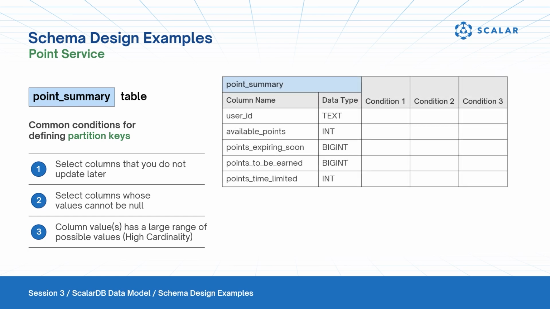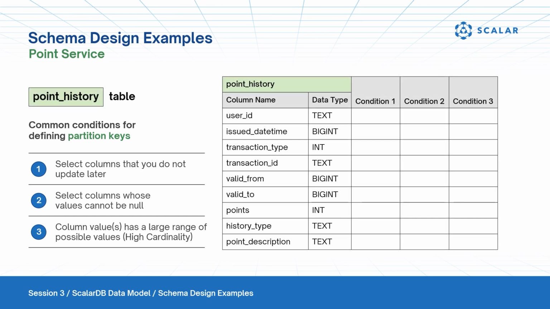First, let us consider the point summary table. As mentioned before, the partition key is very important. We can see that in the point summary table, only user ID fits all the conditions required for defining the partition key. The point summary record is one per user. It means we can uniquely identify the target record only with user ID. In this case, we can think there is no need to add a clustering key.